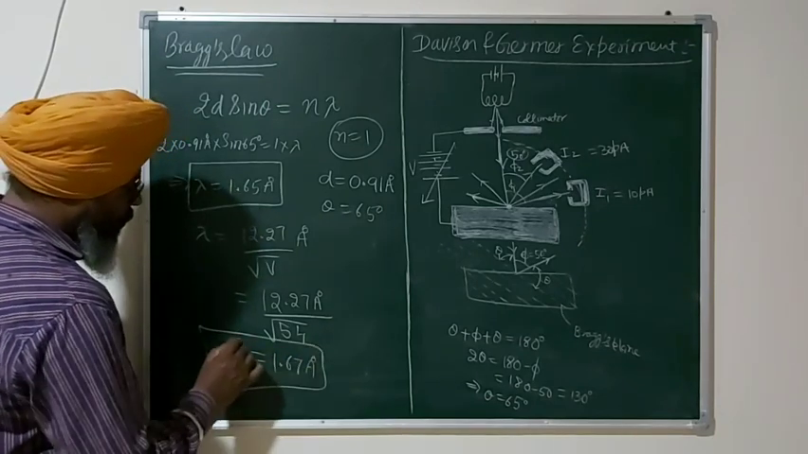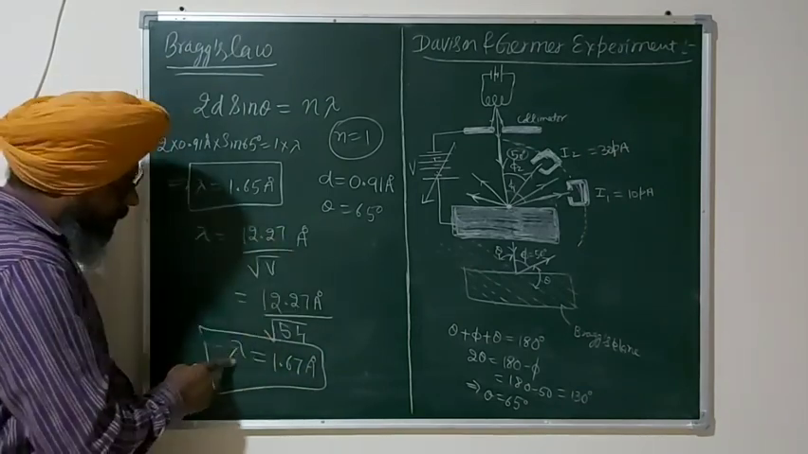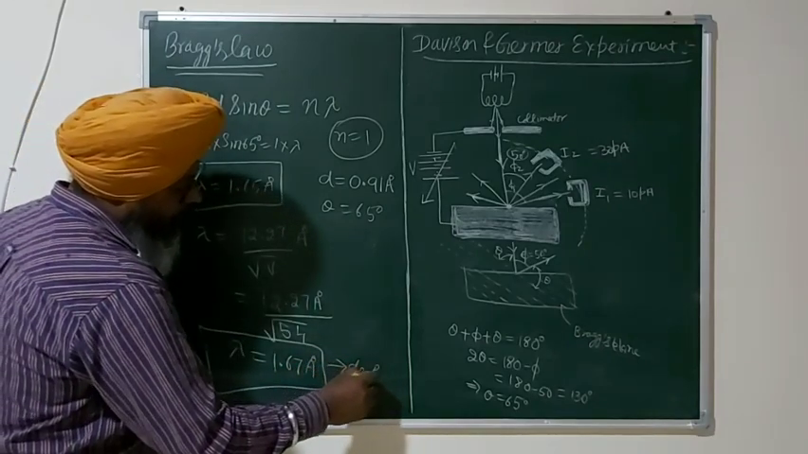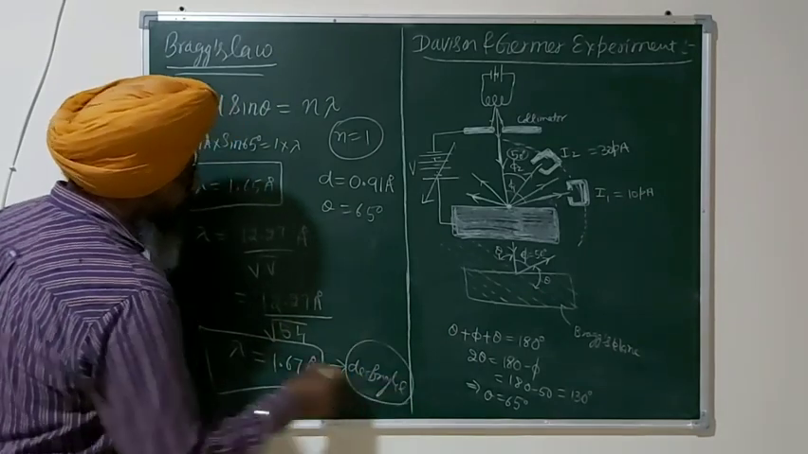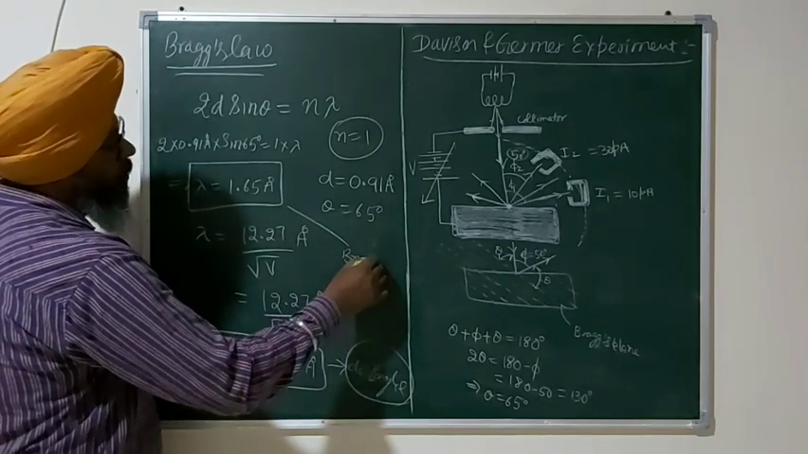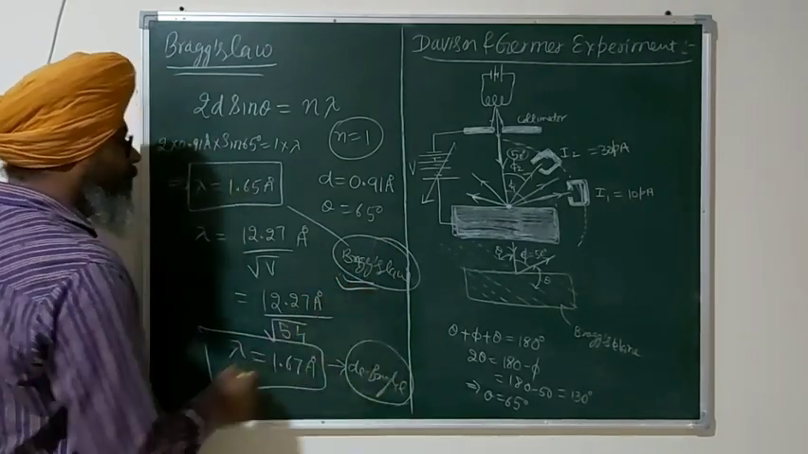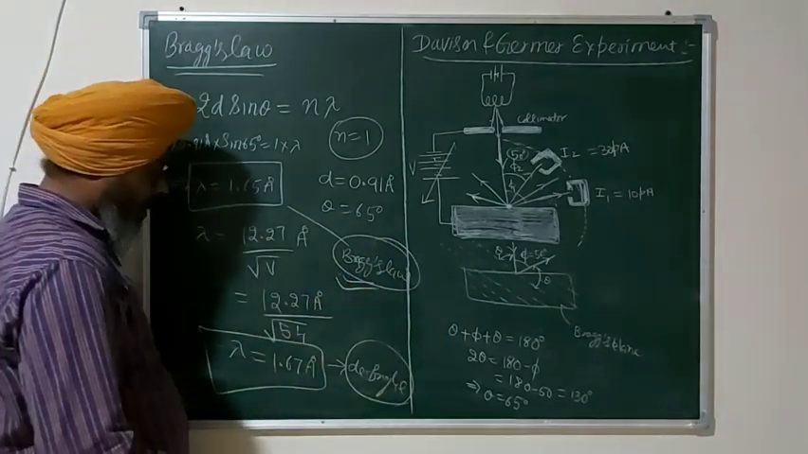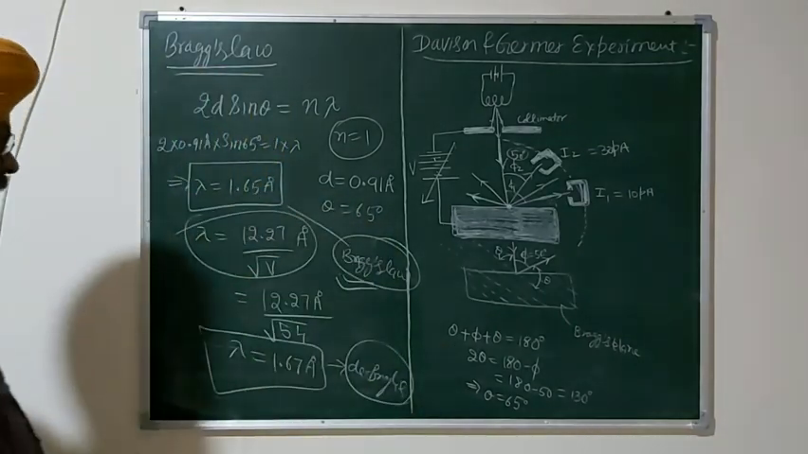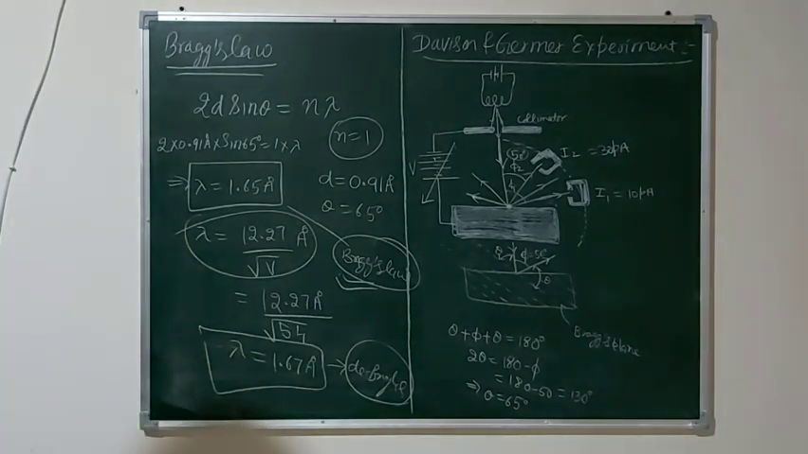Now this value of lambda, which is 1.67 angstrom, came from the de-Broglie formula, and this value of lambda came from Bragg's law. This is a well established law, we already knew about it, and this is the new formula which was to be verified. And these two results are within the experimental limits in agreement with each other.